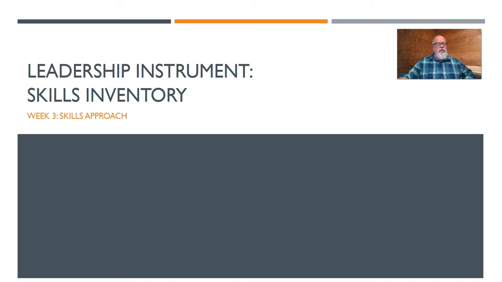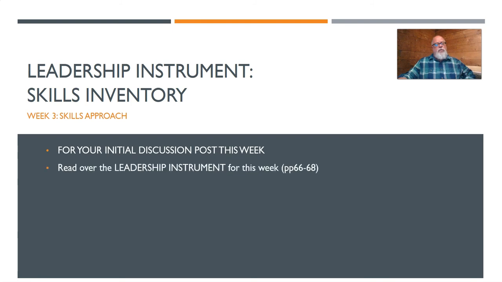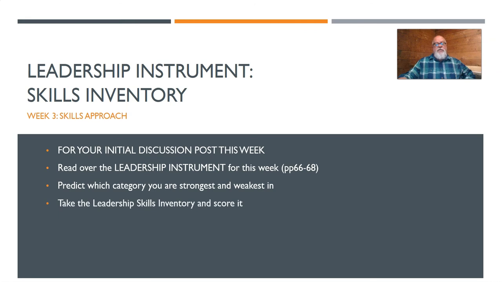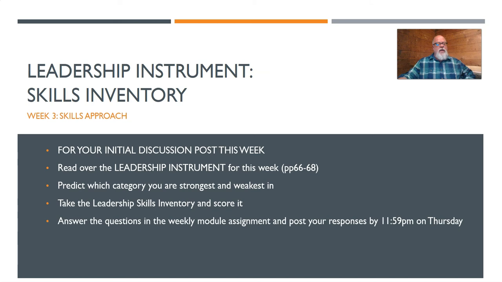So let's briefly, since we're coming up on 30 minutes, talk about the leadership instrument skills inventory. For your discussion post this week, I want you to read over how to do the leadership instrument. I want you to predict what category you're strongest and weakest in. And then I want you to take the skills inventory and score it. A little easier this week because it's just you. You don't have to rely on anybody else. So it's a little easier to get this done quickly. And then answer the questions in the weekly module assignment.